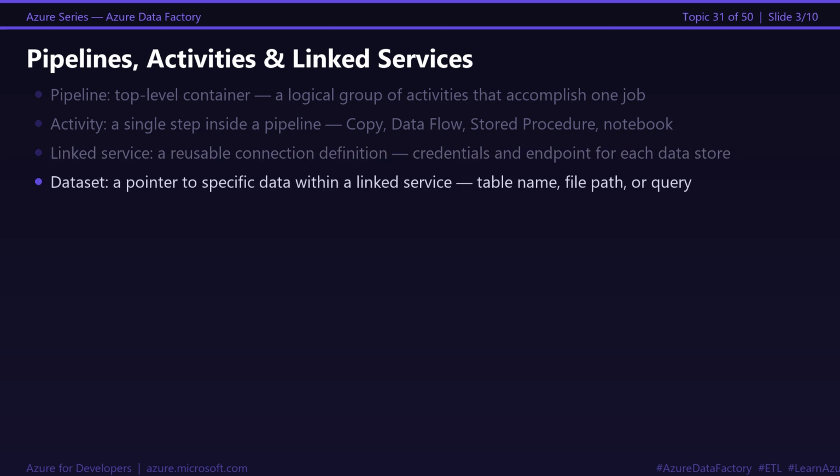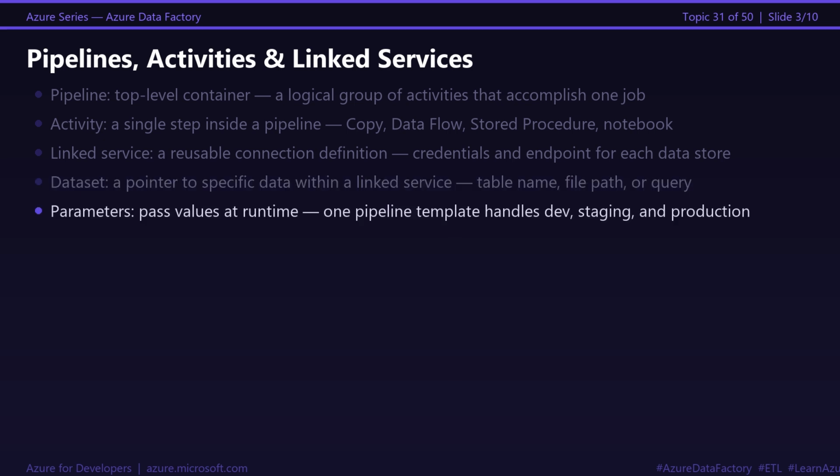Linked services store connection credentials once, reused across every pipeline. Datasets point to the specific table or file path within a linked service. Parameters let you deploy one pipeline template across environments without changes.